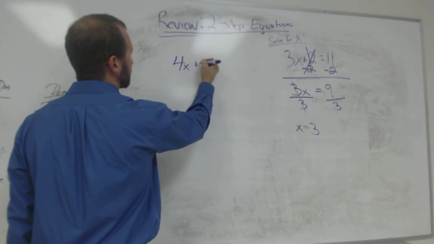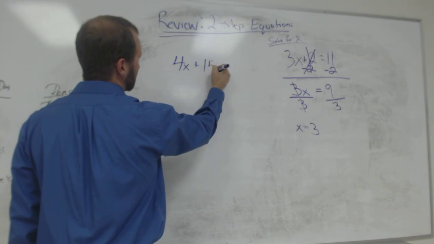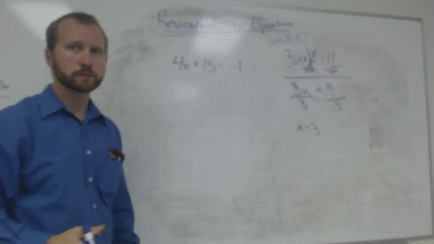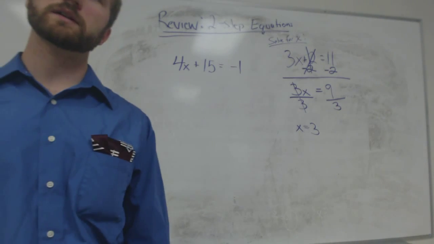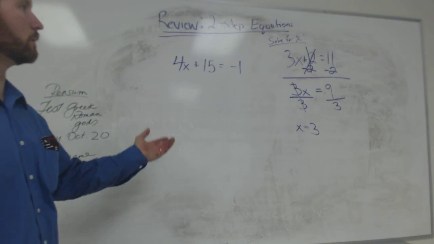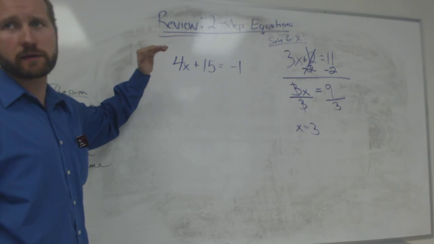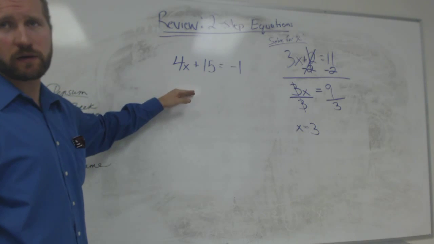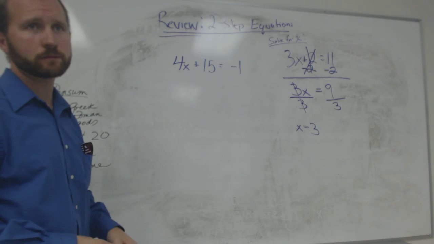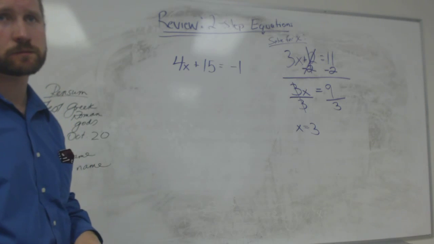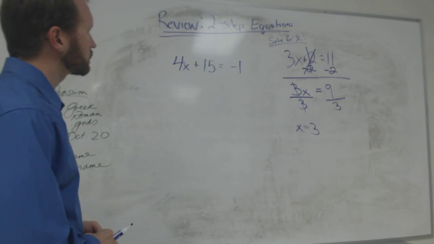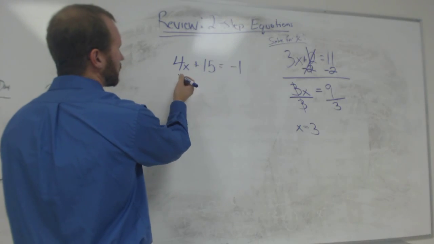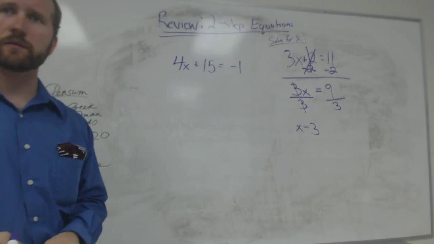4x plus 15 equals negative 1. This is what you'll see on your homework tonight. Our problem's a little bit more complicated because they're going to have negatives. And you're going to be adding and subtracting negative numbers. You're going to be dividing by negative numbers. I kind of just went ahead on this problem to think about it. Would the final answer be a negative? Well, let's see. What am I going to do as my first step here to solve this?